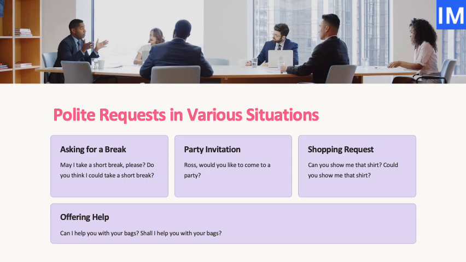In a shopping scenario, you can say, can you show me that shirt? Or, can you show me that pants? Or, could you show me that shirt? Could you show me that pants? Could you show me is more polite. It's a more polite way to make a request. And when offering help, you could ask, can I help you with your bags or with your suitcase? Or, shall I help you with your bags or shall I help you with your suitcase?